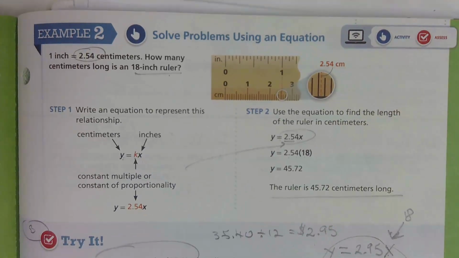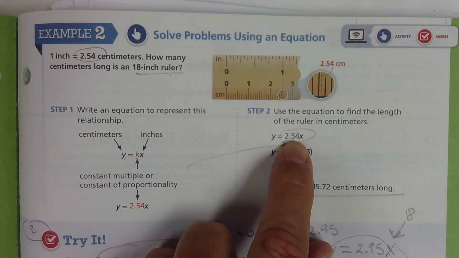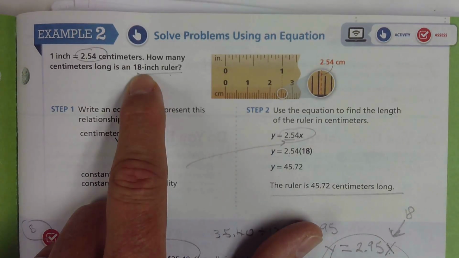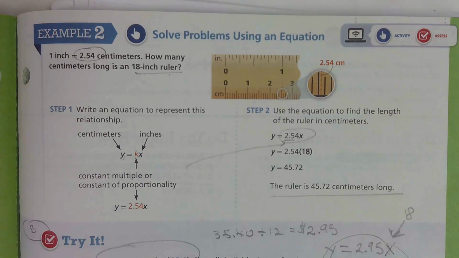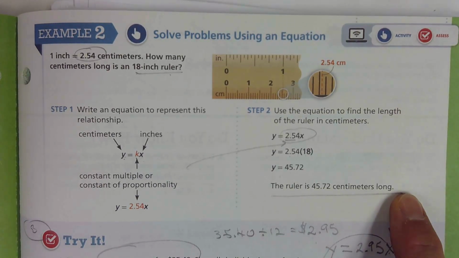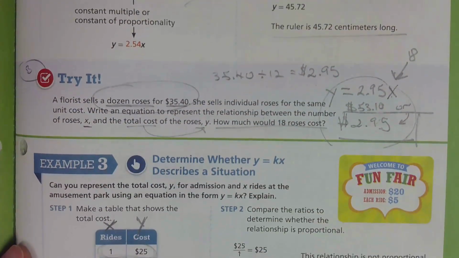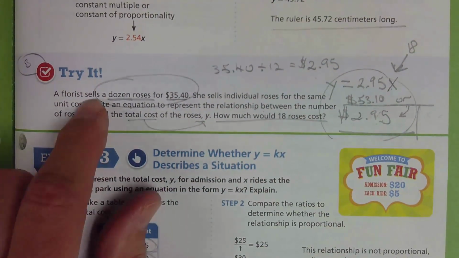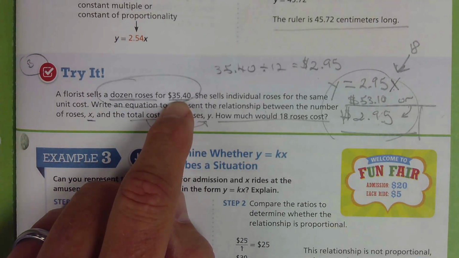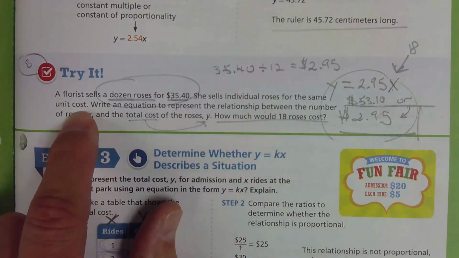And so here they set it up for us. In step 2, y equals 2.54 times x. X would be how long it is. All right? And so the ruler would be 45.72 centimeters long. Let's look at the try it here. A florist sells a dozen roses for $35.40, and I'm going to pull a stick asking a question about this one. She sells individual roses for the same unit cost.